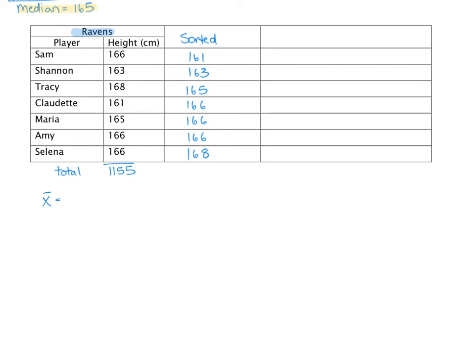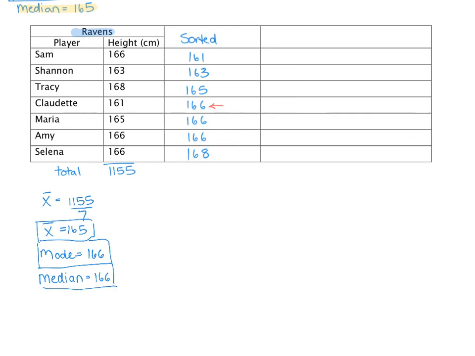Okay, so funny enough, our mean is exactly the same. Our mode, as you can see, this one has a mode. It's the most common value, which is the 166. The median is the middle value, which also happens to be 166. Much smaller range. We're just taking 168 minus 161, and so our range is 7.